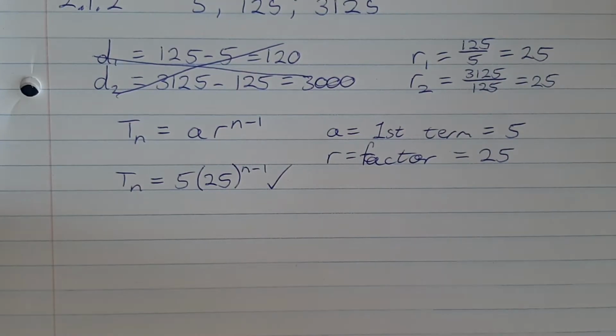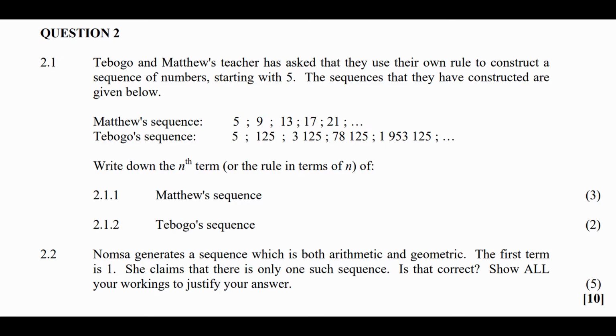Nice! Question 2.2 reads as follows. NOMSA generates a sequence which is both arithmetic and geometric. This means linear and exponential. The first term is 1. She claims that there is only one such sequence. Is that correct? Show all your workings to justify your answer.